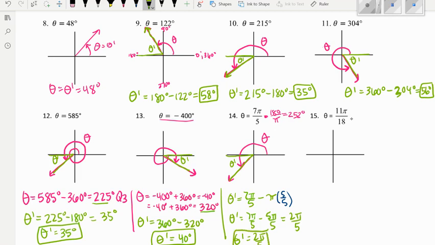Could you have also taken the angle in degrees and got that answer and then changed it into radians by multiplying by pi over 180? Sure, that would also work. Two different ways of doing the problem.